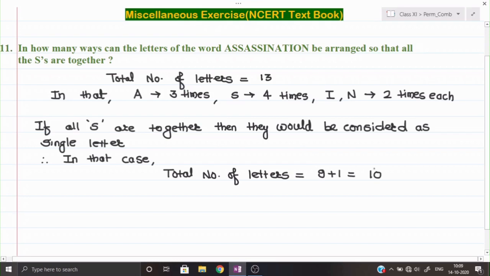Okay, and in that, now who is repeating? Because all the s are coming together. So all the s, if they are together, then we are considering them as one single letter, and hence s will not be considered as a repeated letter, as we have mentioned in the beginning of the question. So we can say that in that, a is repeating 3 times, and I comma n would be coming here 2 times each.